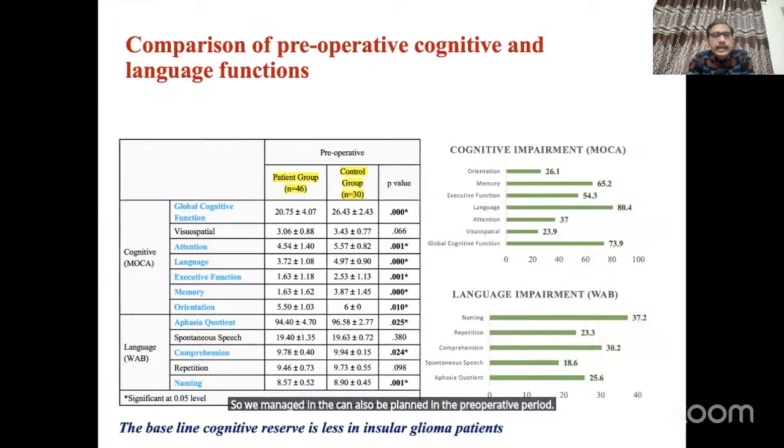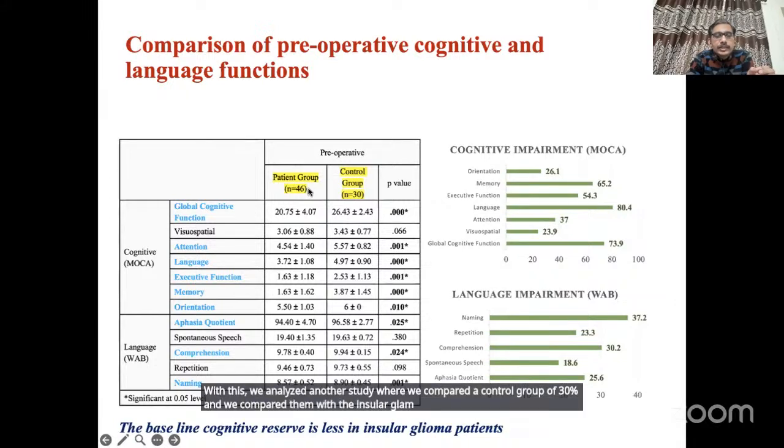With this, we analyzed another study where we compared a control group of 30 patients with 46 cases of insular glioma in the preoperative period. We included two cognitive assessment methods in our study. One is the Montreal Cognitive Assessment score, which included visuospatial attention, language, executive function, memory, and orientation, and the other is the Western Aphasia score, which included aphasia, comprehension, repetition, and naming.